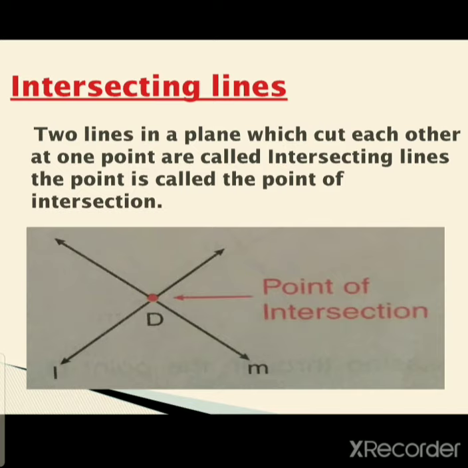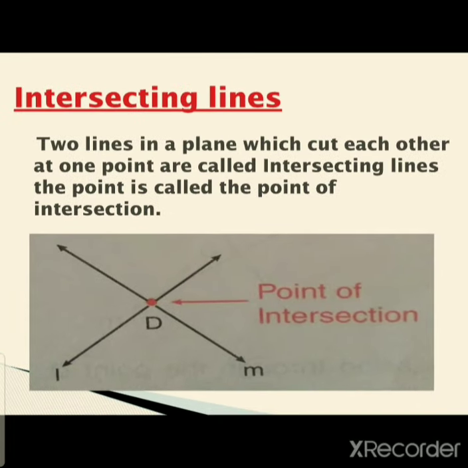Intersecting lines. Two lines in a plane which cut each other at one point are called intersecting lines, and the point is called the point of intersection. Understood this? Look here, these L and M, they cut each other at point D. So L and M are called intersecting lines and point D is called point of intersection.